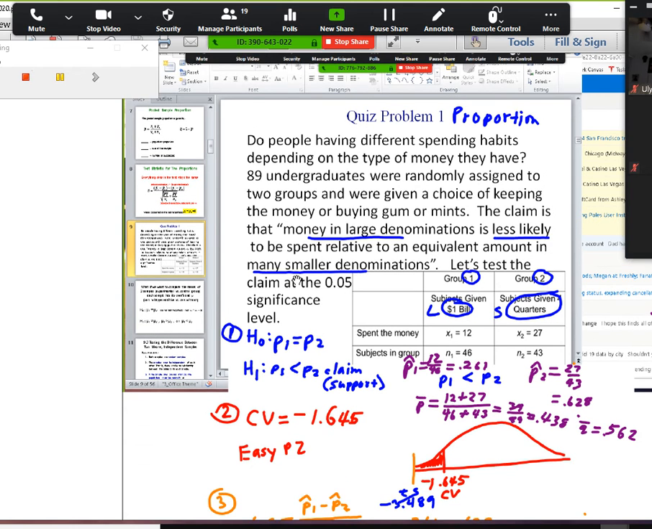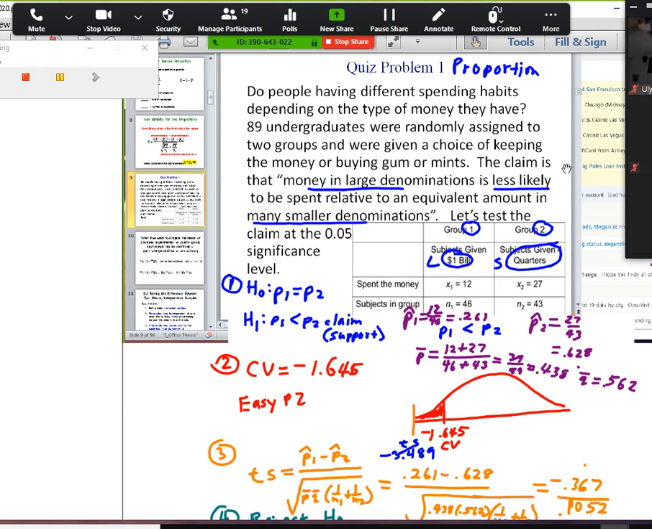So here's quiz problem number 1. The claim is money in large denominations is less likely to be spent than smaller denominations. So in other words, P1 is less than P2. That's your claim. So H0 is always P1 equals P2. H1 is my claim, P1 is less than P2. So since my claim is H1, I'm going to be using the word support. So I'm going to put support in parentheses for myself. I'm going to use that for my step 5.